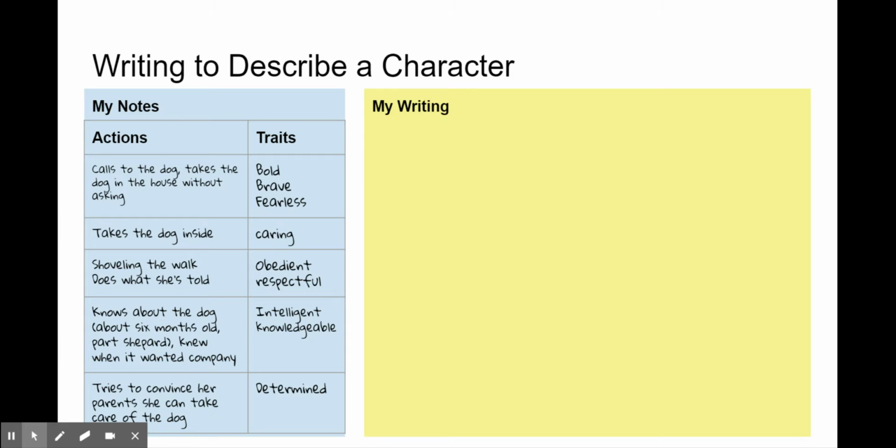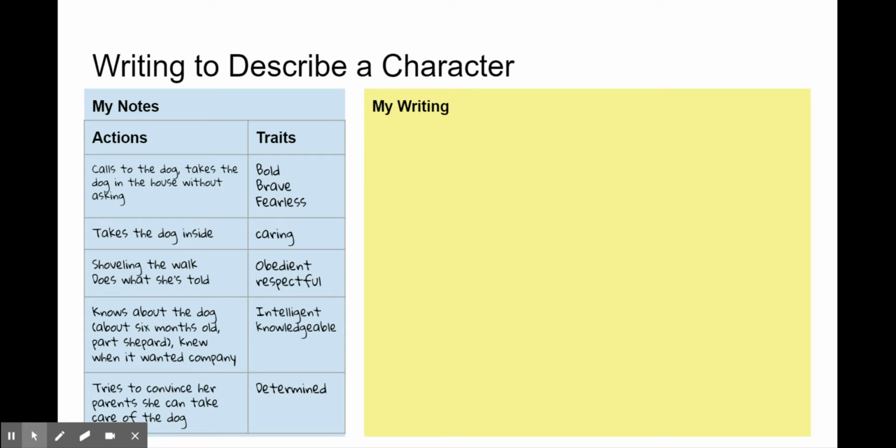And then at the end of the story, she tries to convince her parents that she can take care of the dog. I put that she was determined. She really wanted to keep this dog, and she's making her point with her parents, but she does it in a respectful way. So when I'm writing today, I'm going to just focus on one or two character traits. And because I'm focusing on the story overall, I'm going to go with the most obvious trait that appears through the problem and solution.